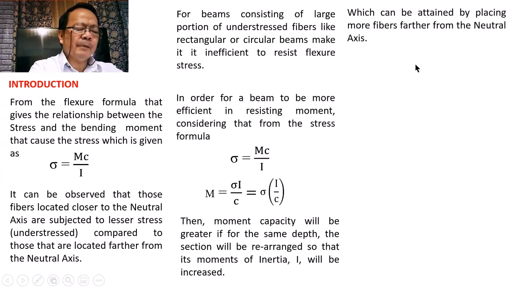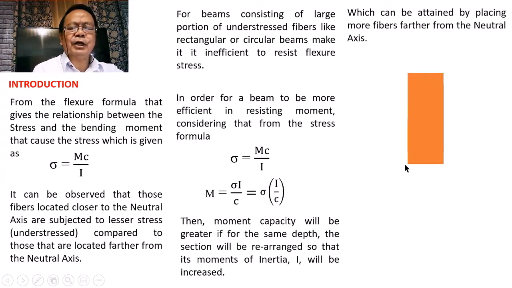So halimbawa, ipakita natin, kunwari meron tayo ditong section, rectangular section. Mapapansin natin na yung mga fibers na nasa dulo, yung mga fibers dito o kaya dito are subjected to larger stress. Samantalang yung mga fibers that are closer to the neutral axis, somewhere here, ay lesser ang kanilang stress. Ibig sabihin, they will be under stress.